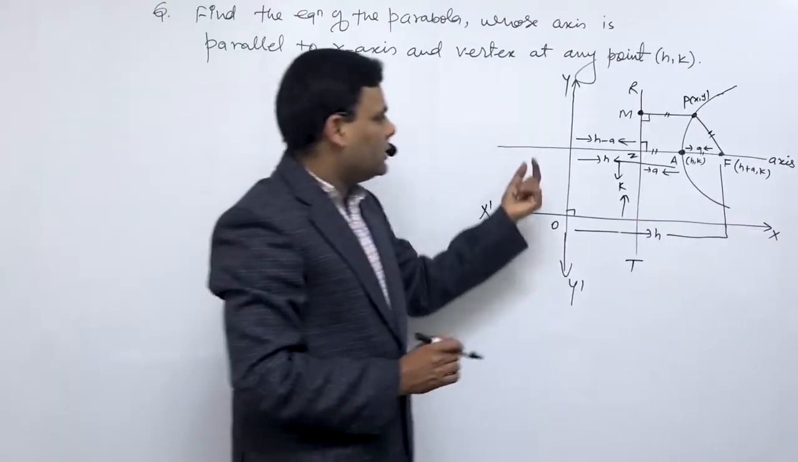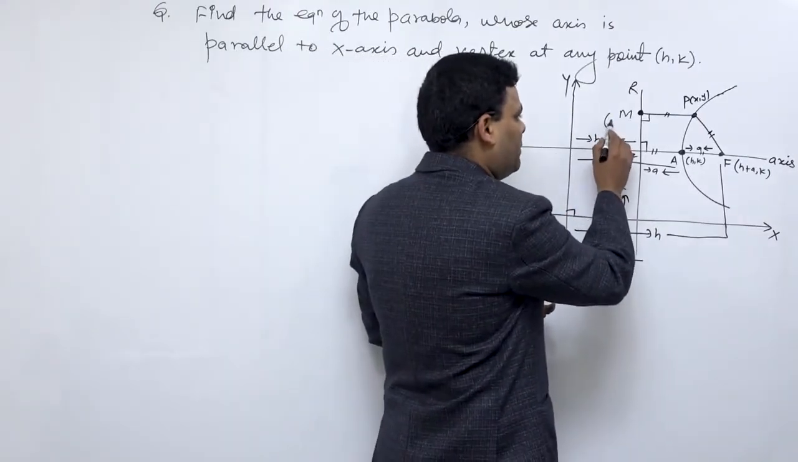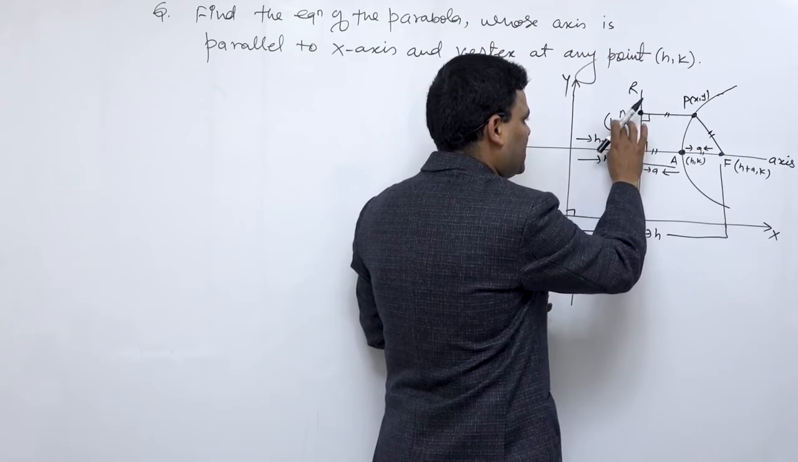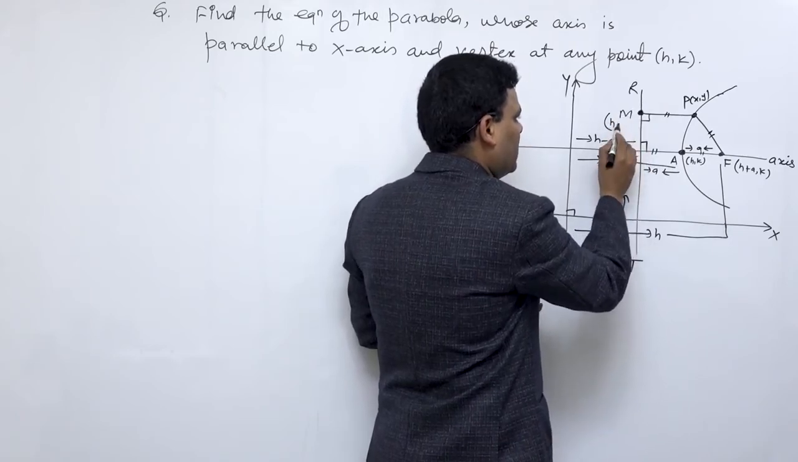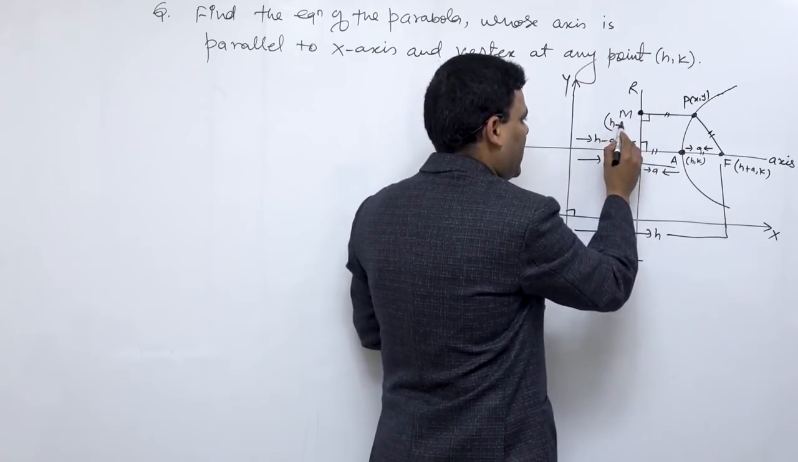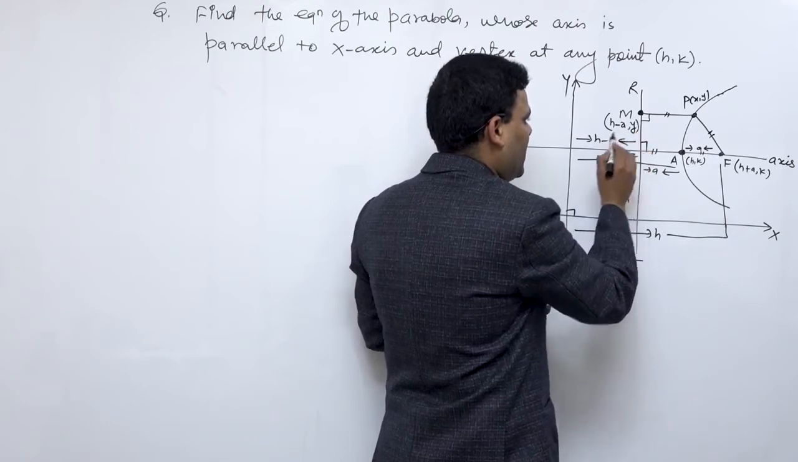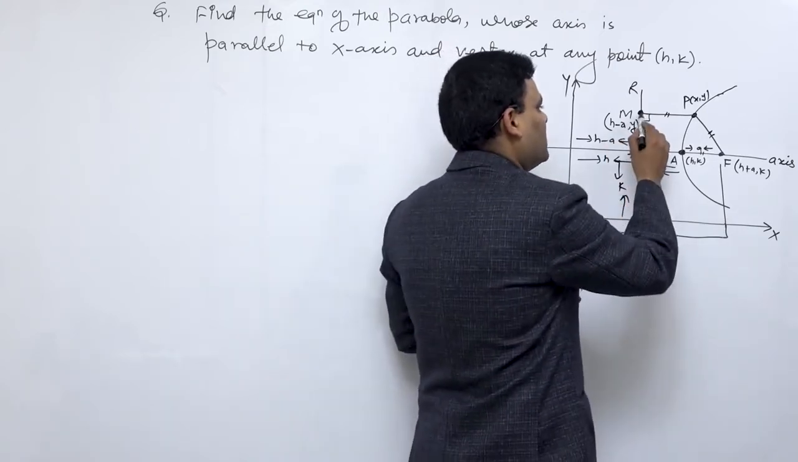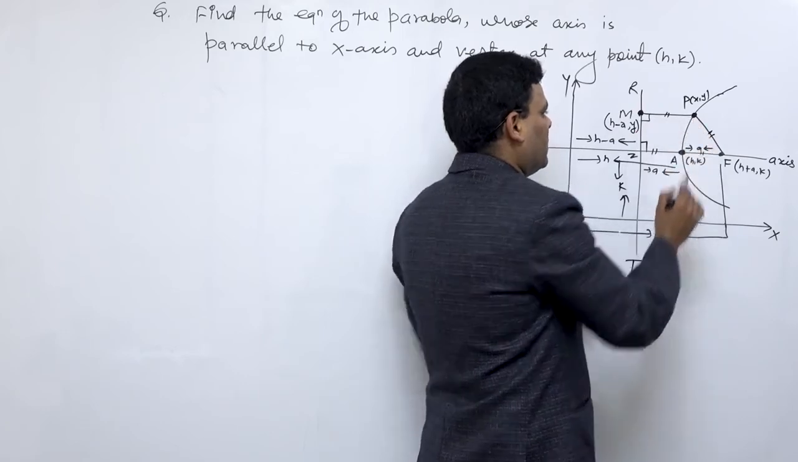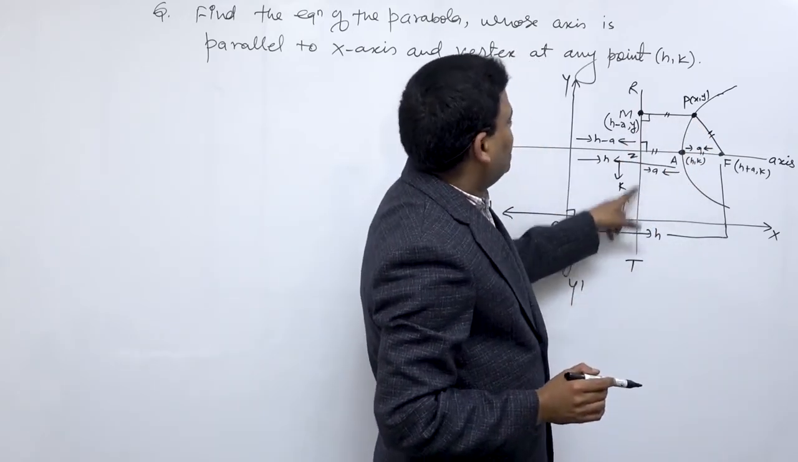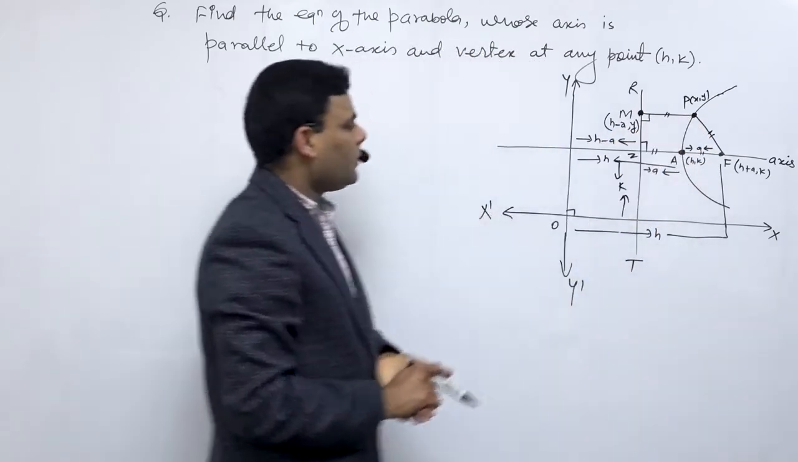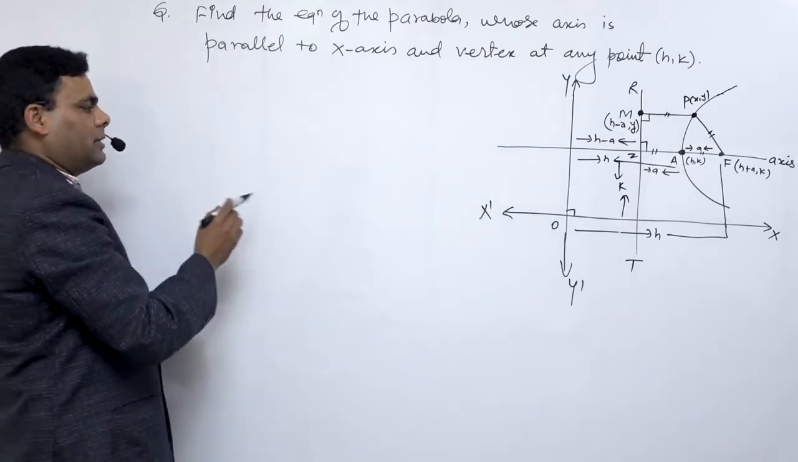So we can take the coordinates of M as h minus a comma y, because the distance along the y axis is y.